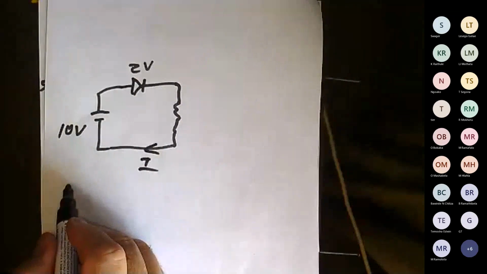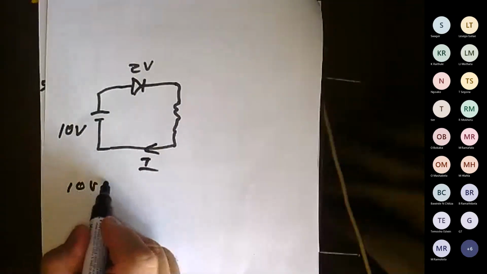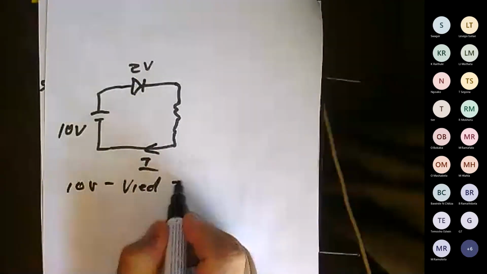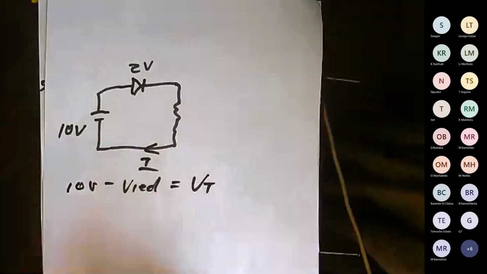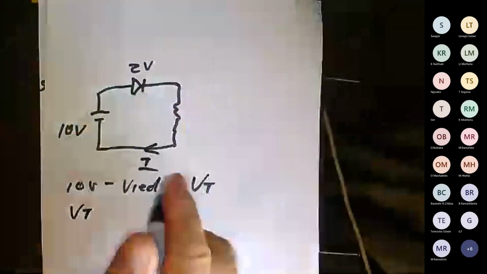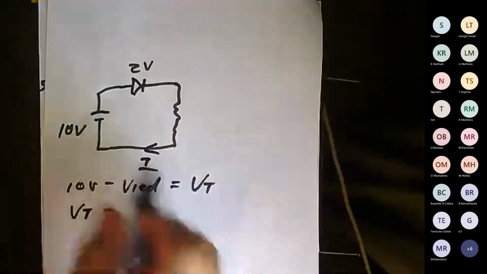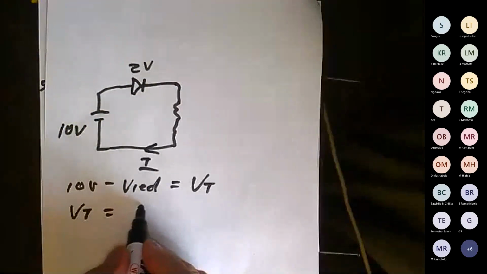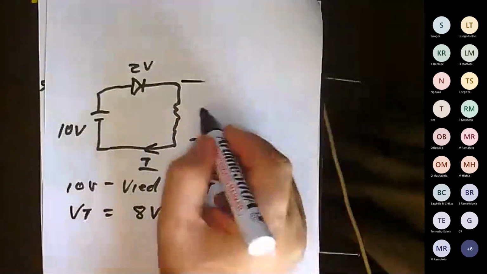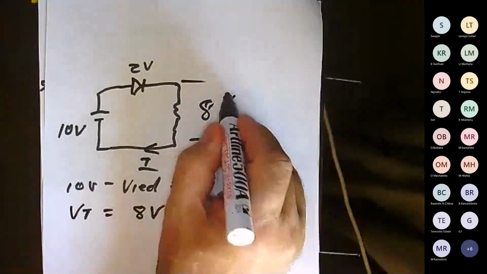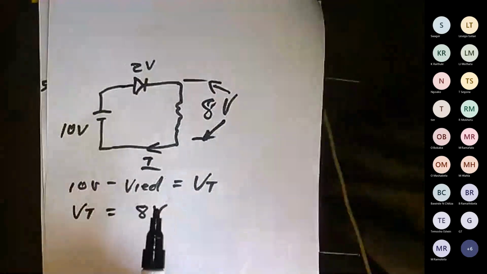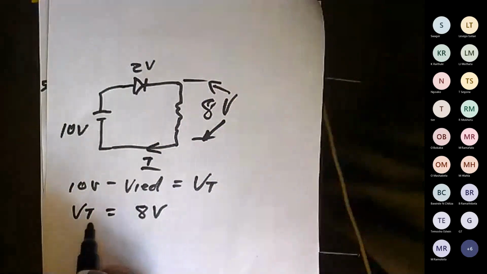Now what I will do, I will say 10 volt minus V LED equals V total in that case. So the V total for the rest of the circuit now will be 10 minus 2, so it's 8 volt. So the 8 volt will fall over the rest of the circuit here. It's indicated with arrows, so with my circuit, now I can calculate the total current.